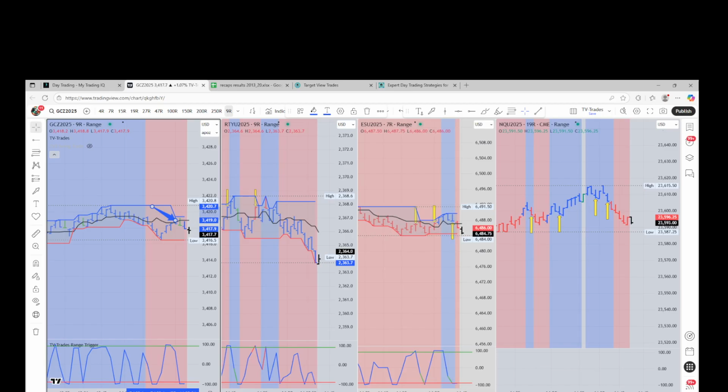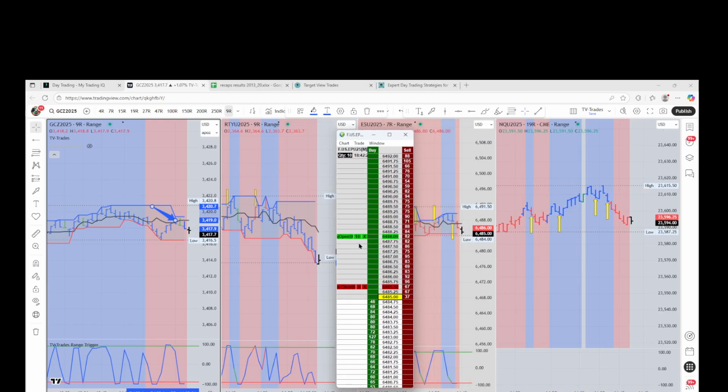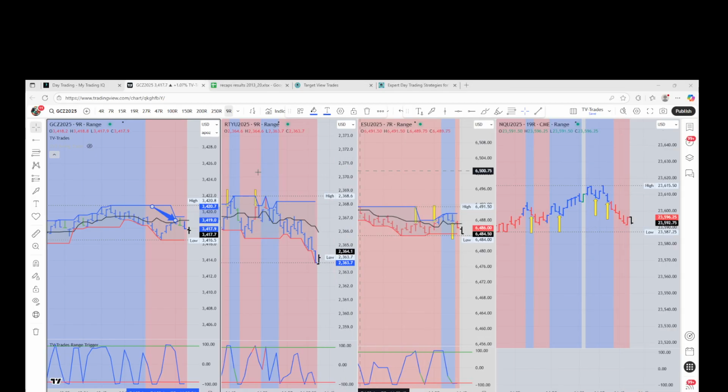Now we did not end up with the trade here on the ES. The order is still waiting there. I'm just going to cancel that now. Okay. But you see how the background color has changed to red on everything right now. So we're only looking for short trades across all these markets.